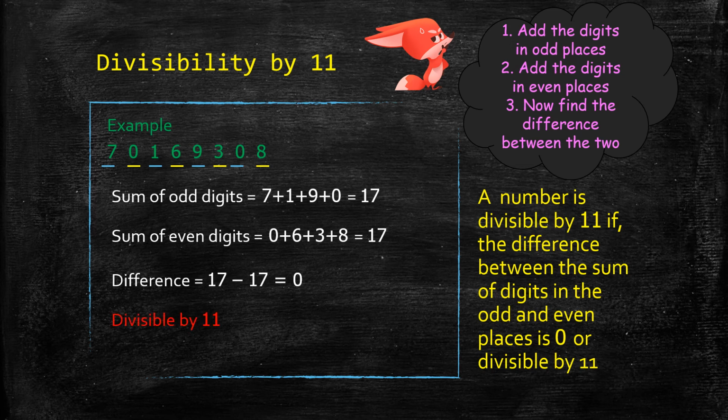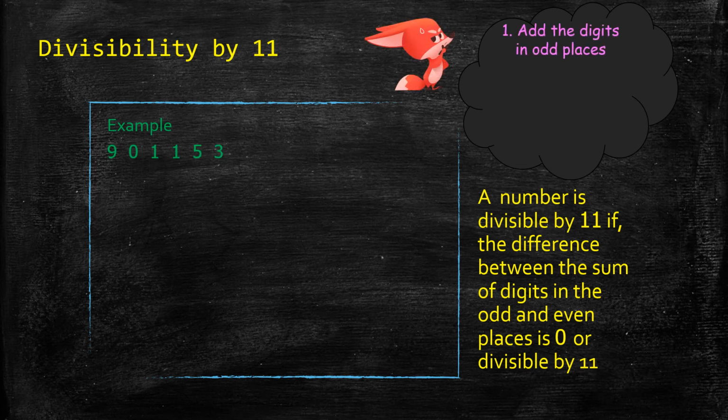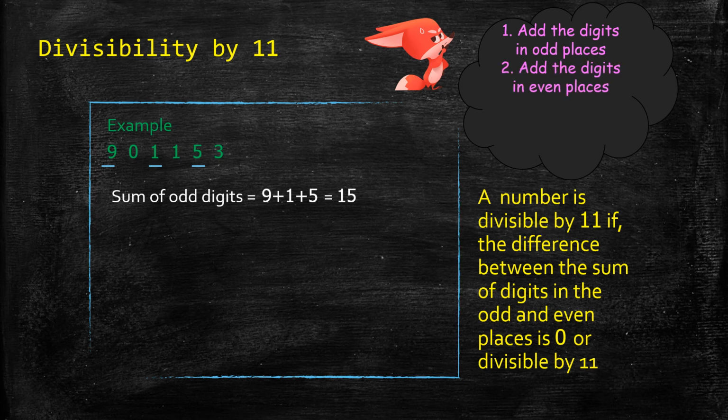Easy, right? Let's see one more example. Yeah, we have another number here. Yes, Foxy. Okay, I've underlined it for you. Sum of the odd digits is 15. Okay. Sum of even digits is 4.